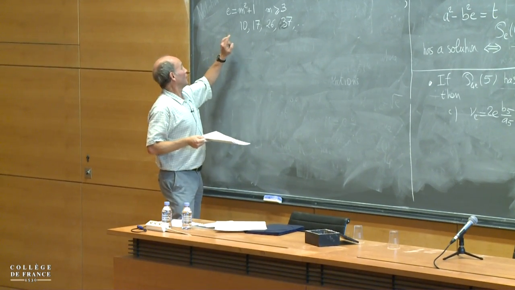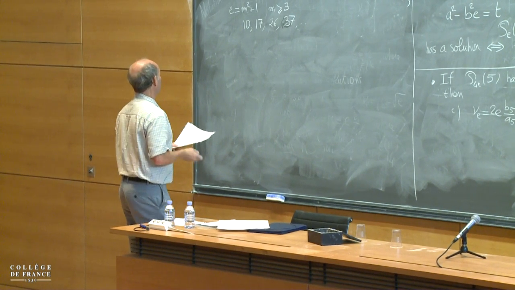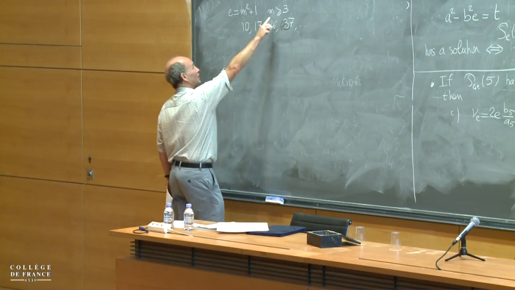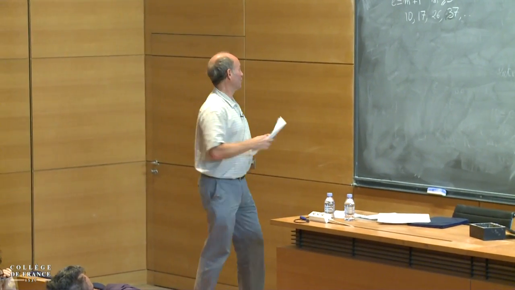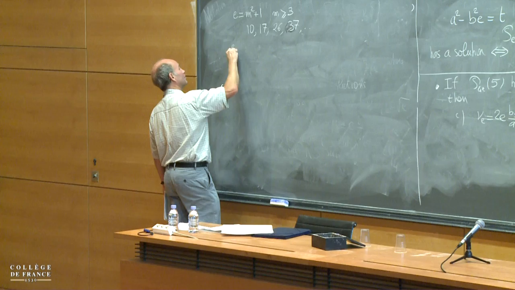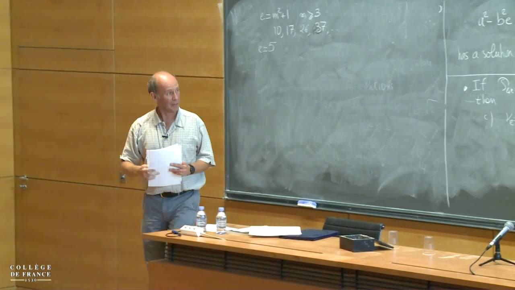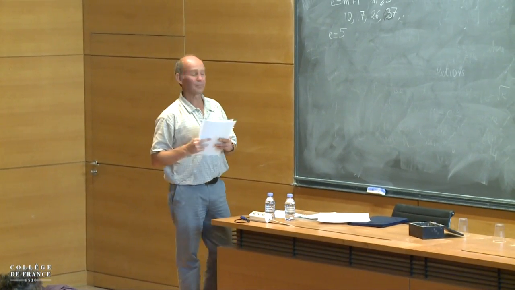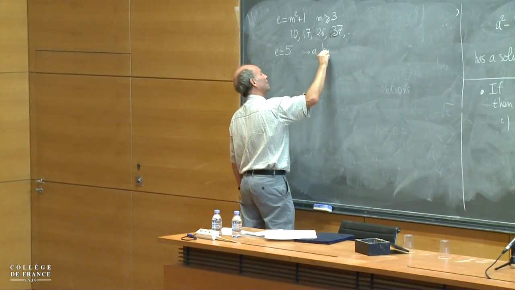Okay, why did I put m greater than or equal to 3? It's because when E is equal to 5, obviously P_E of -1 has a solution, but also P_{4E} of 5. Okay? So in this case, there is actually a birational involution.